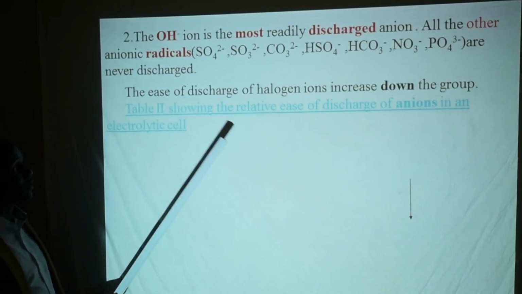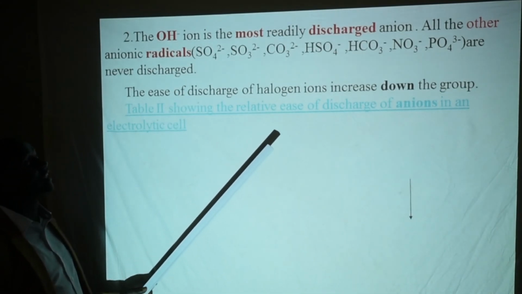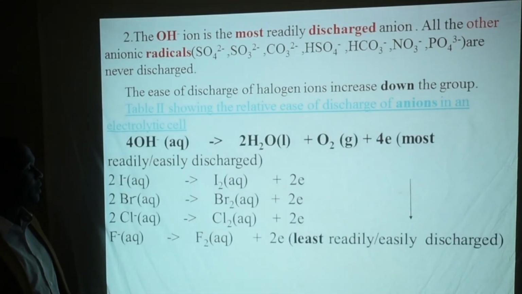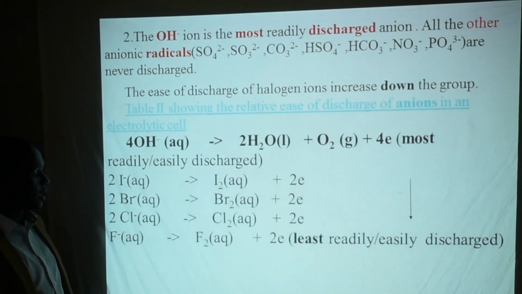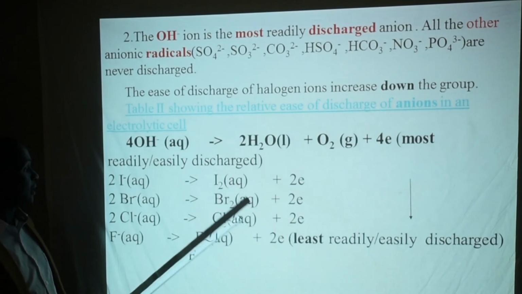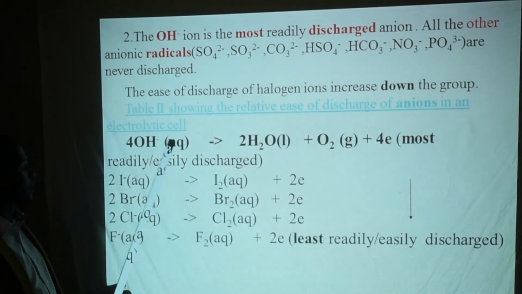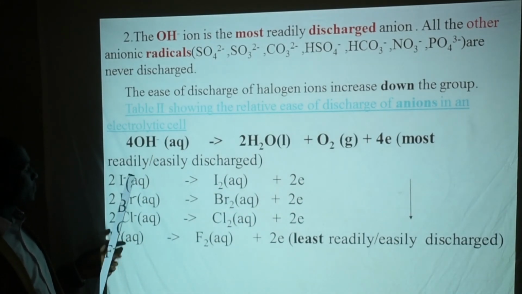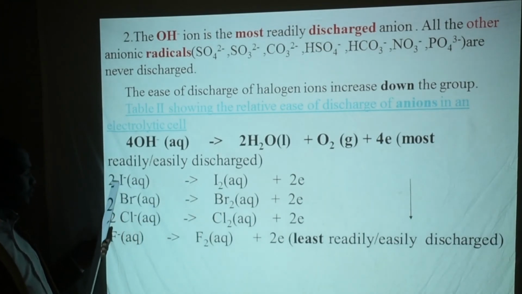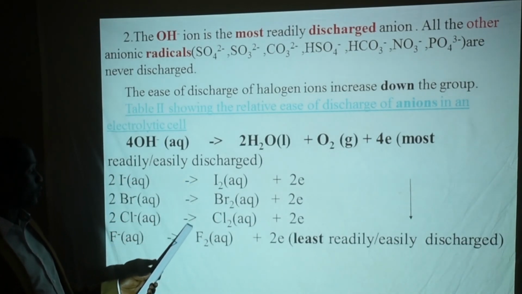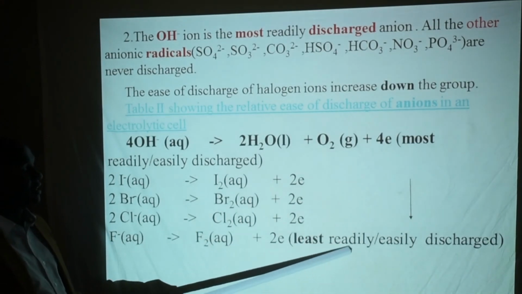Now, the ease of discharge of halide ions increases down the group. Ease of discharge increases down the group because the ion can easily lose electrons. So we can have it discharged easily because this ion can easily lose electrons. Remember, as you go down the group, this leads to readier discharge.